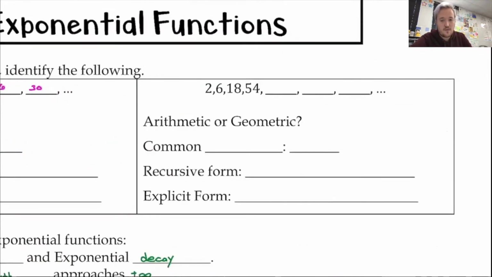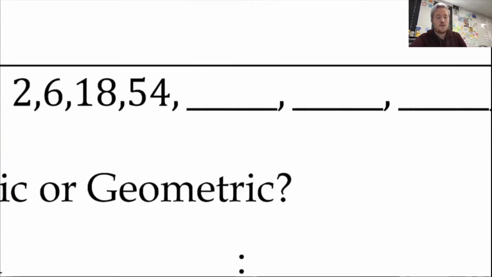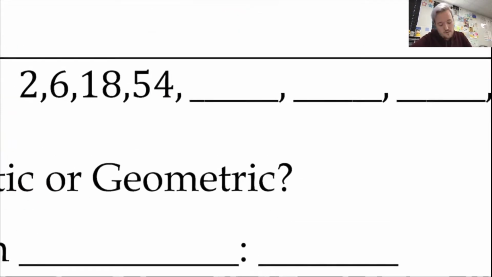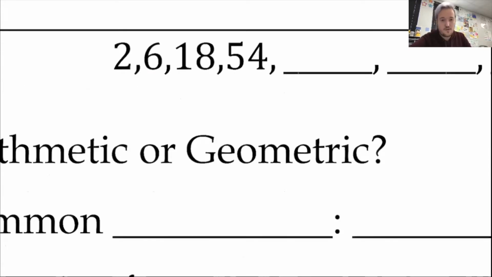And now we're going to jump over to the next sequence. All right, so now we're going over here from 2 to 6 to 18 to 54. So this is going to be multiplying by something. You can't add consistently. So to go from 2 to 6, we're multiplying by 3. So 6 times 3, which gives you 18, 18 times 3, which gives you 54.